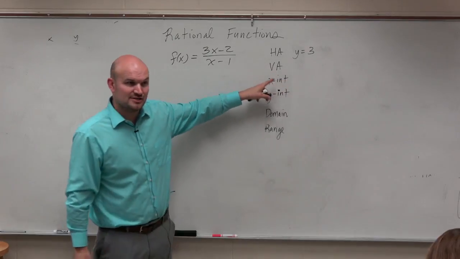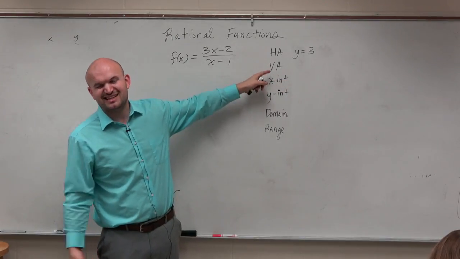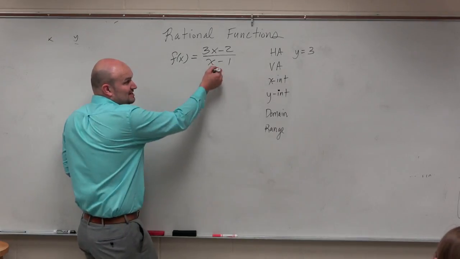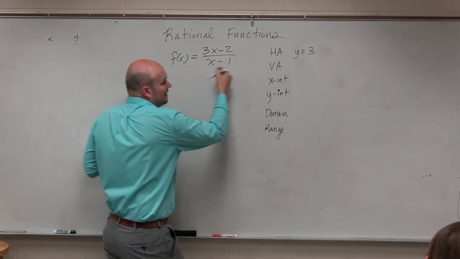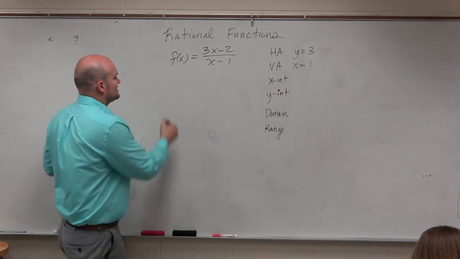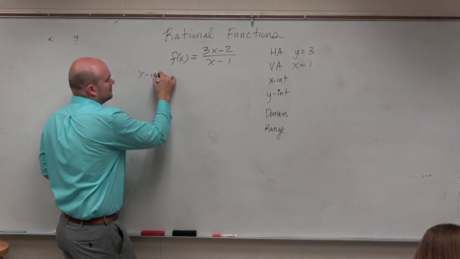Because wouldn't that be a great question to give you a hole instead of an asymptote? I think you guys have already been asked that on chapter 1, right? But again, that's something to come up. But this is an asymptote. It cannot be factored out. And we could set it equal to 0 to say x equals 1. All right, x-intercept.